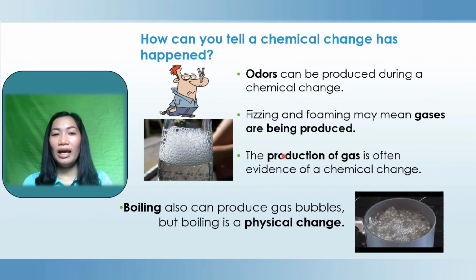Again, first we can observe the odor. So if there's an odor, there is a chemical change happening. Then there is fizzing and foaming. Like this one, there's a gas. The production of gas is often evidence of chemical change. First thing is the smell. If there is a smell, there is a chemical change happening.